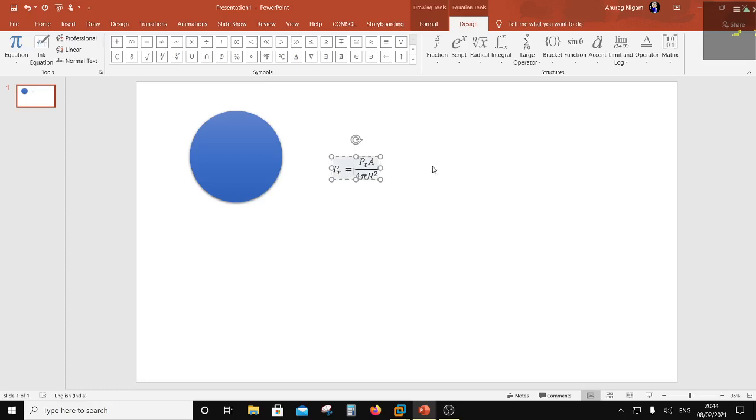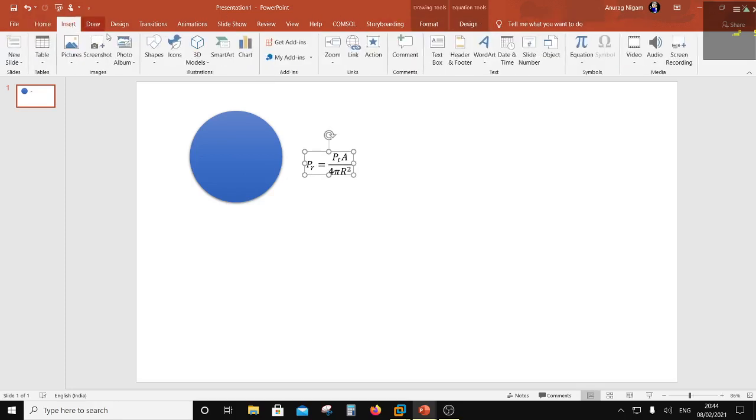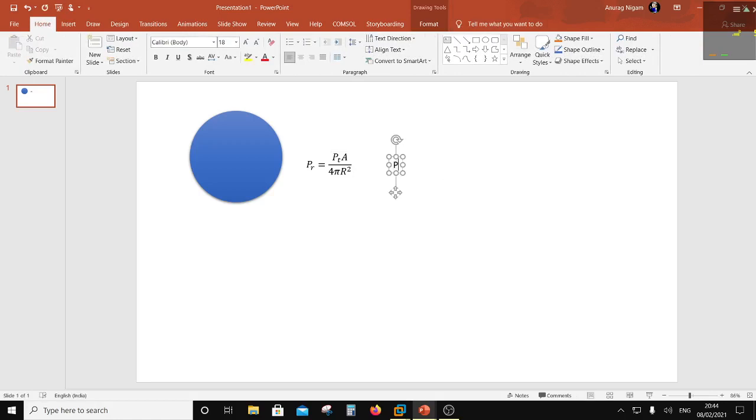So now what does this mean? It means that as you go away from the point source, the power is dropping by r square. So this is referred to as path loss.